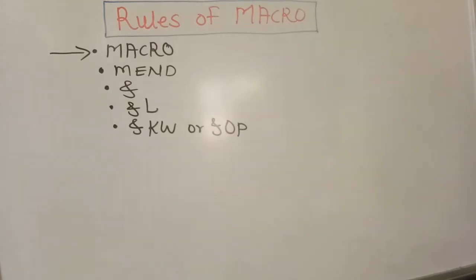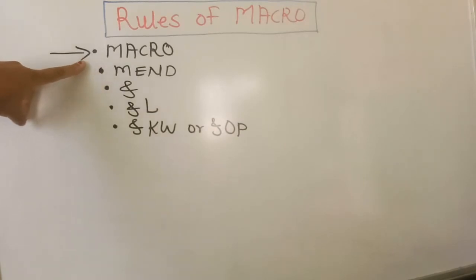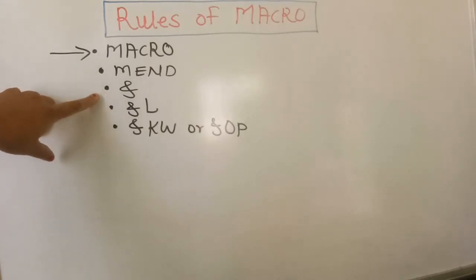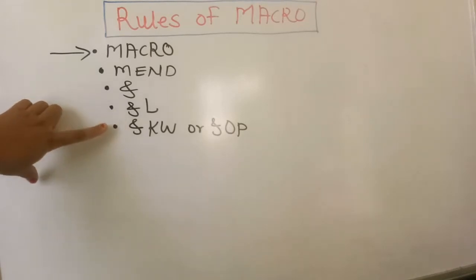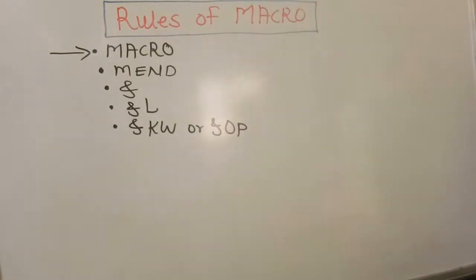Now we will repeat it again. Every macro should start with the name MACRO and end with MEND. You have to write all these names in capital letters as they are. Then every formal parameter will start with the ampersand sign in the definition. Then every local parameter will start with ampersand L. Then every keyword parameter will start with either ampersand KW or ampersand operand variable.